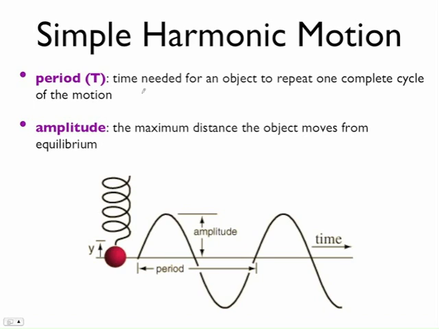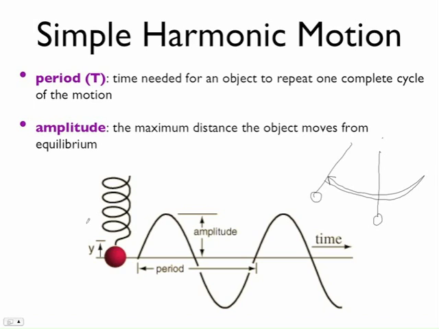So some terms we need for simple harmonic motion. The period is the time to complete one complete cycle. So if you have that pendulum here, and it's going here, and then all the way back to its start position, that would be the period, the time it takes for it to do that. The amplitude is the maximum distance that it moves from equilibrium. Equilibrium in our pendulum is right here, so this maximum distance would be the amplitude.